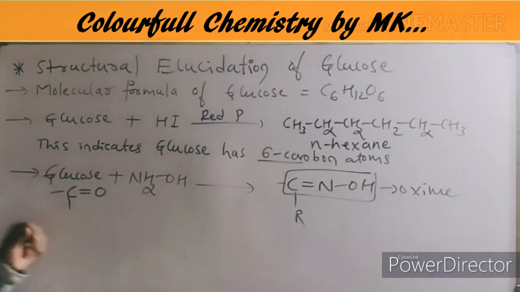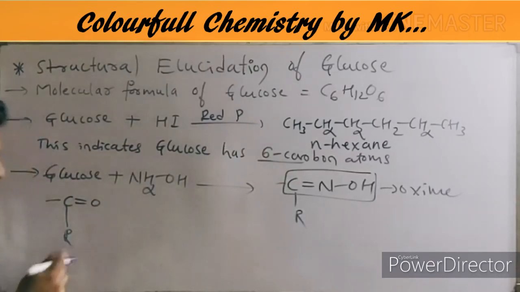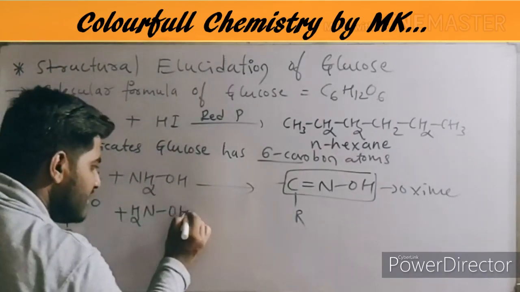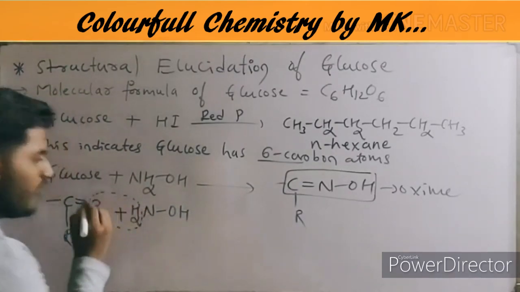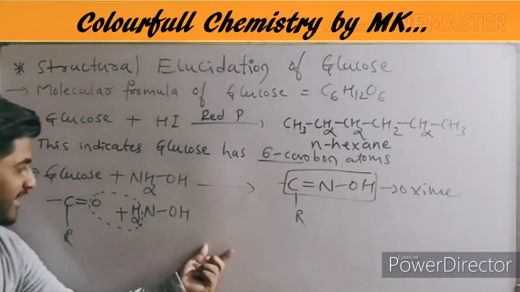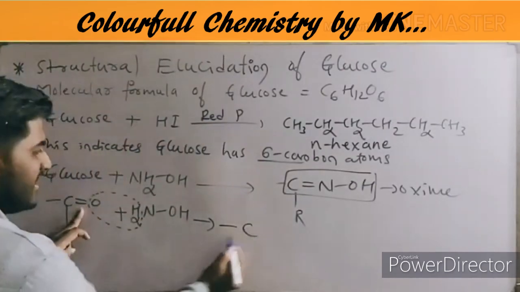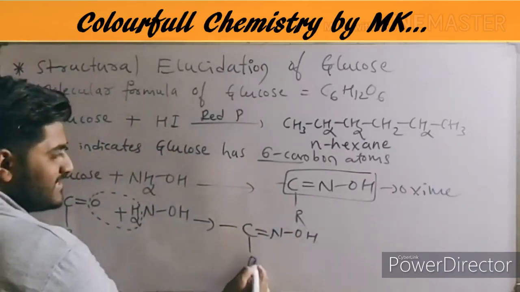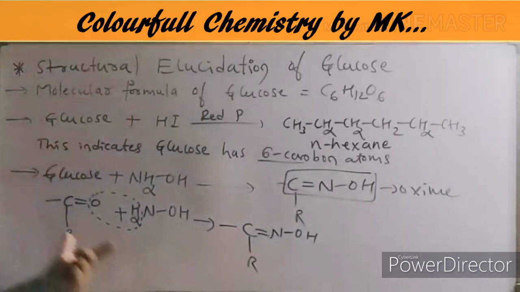How does this reaction happen? Look here. Let us say your glucose has a carbonyl group, and the remaining part of the glucose is R. When you add hydroxylamine, an H2O molecule is eliminated and the double bond is bonded to the nitrogen, nothing but oxime. Single bond C, double bond N and OH. So the remaining part of the glucose with C double bond NOH is called the oxime group, and H2O is eliminated.